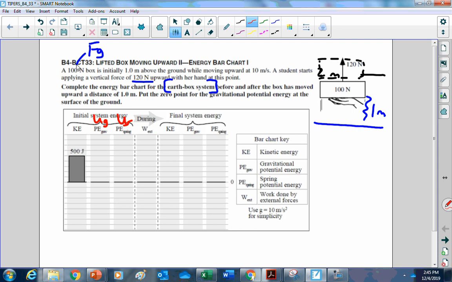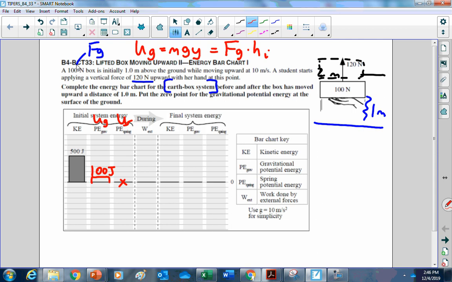The gravitational potential energy we know is calculated by mgy, and so the initial gravitational potential energy would just be Fg times the initial height here. So 100 newtons times 1 meter would be 100 joules. So on this scale, it looks like it would be about that size, 100 joules. We don't have any springs involved here, so I'm just leaving that as an X.